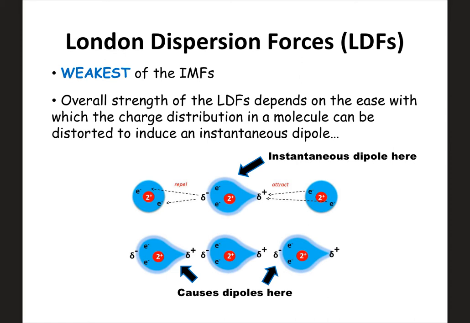The one here on the bottom right starts to be slightly negative because its electrons shifted to the left, so there's an attraction between the slightly negative and the slightly positive. And then the one here on the left, its electrons are shifting to the left side of the molecule to get away from the slightly negative that formed in that middle molecule. Then they would form an LDF between the slightly negative and slightly positive. And again, just as quick as they form, everything's going to go back to normal and they're going to disappear. These are the weakest of the IMFs, but their overall strength needs to be analyzed further here because it depends on how easily a molecule can form this instantaneous dipole.